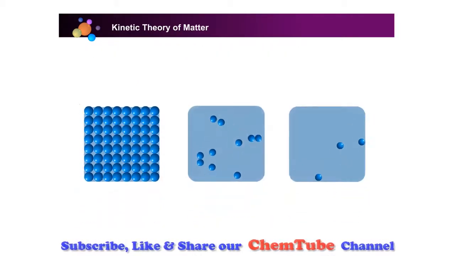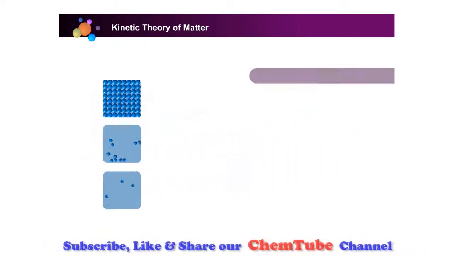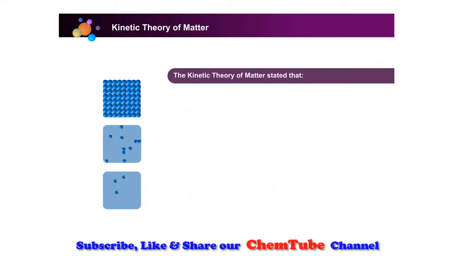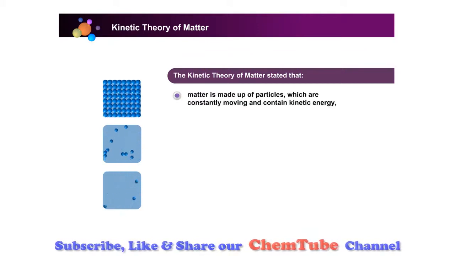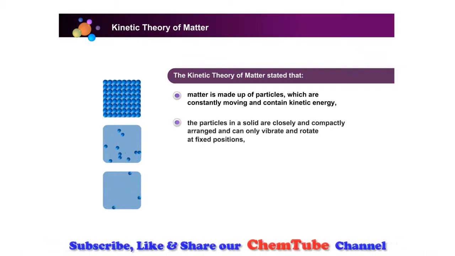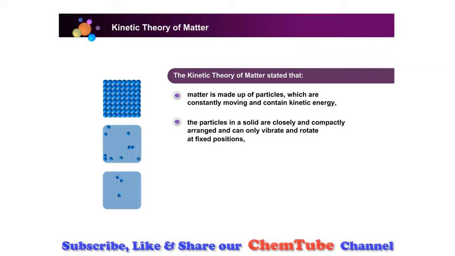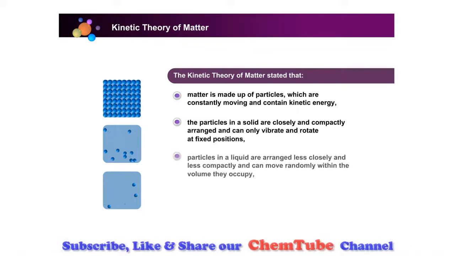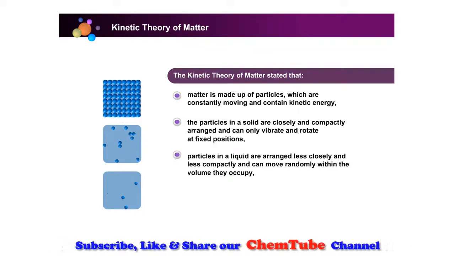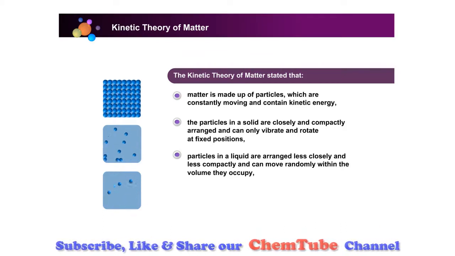In this lesson, you have learnt about the kinetic theory of matter. The kinetic theory of matter states that matter is made up of particles which are constantly moving and contain kinetic energy. The particles in a solid are closely and compactly arranged and can only vibrate and rotate at fixed positions. Particles in a liquid are arranged less closely and less compactly and can move randomly within the volume they occupy.